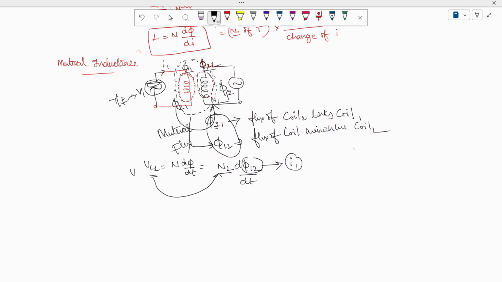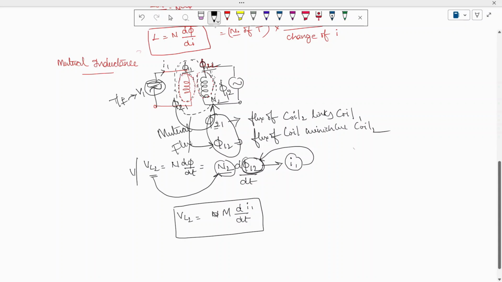So due to the primary current I1, a mutual flux is generated. That flux we are going to call φ12. So I can write one more formula for the voltage across the second inductor: N2 is the number of turns in the secondary, into the mutual flux d by dt, and this flux I am going to write in terms of current, which is di by dt. So these are the two possible formulas I can link to each other.